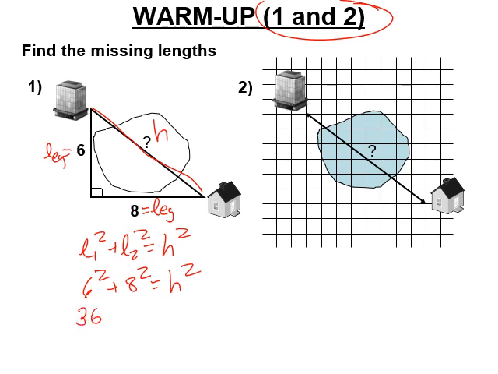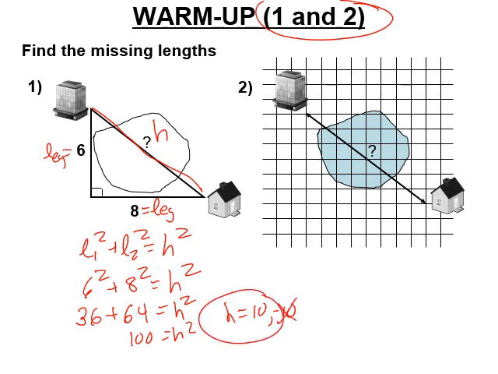6 squared is 36. 8 squared is 64. That equals h squared. 100 equals h squared. So h could be 10 or negative 10. We'll be crossing out the negative answer all day because we're going to be finding distances. And distances are always a positive number. They can't be a negative number.